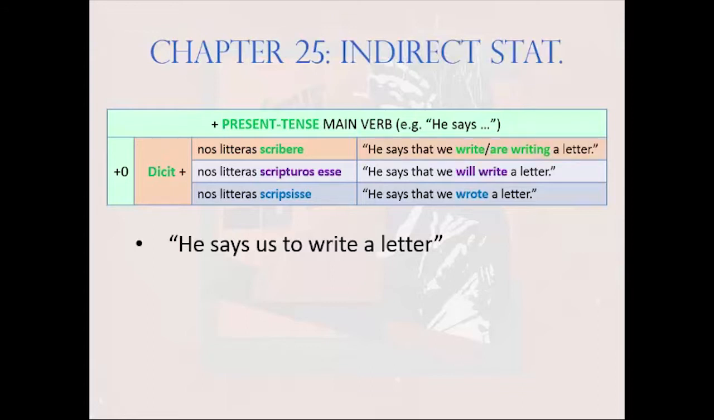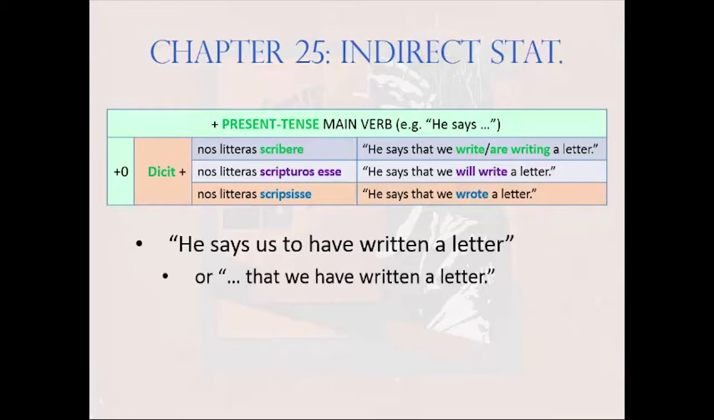In English idiom, that would be, he says that we write or are writing a letter. Now what if the infinitive is future? Dicit nos litteras scripturos esse. Literally, he says us to be about to write a letter. Or in better English, he says that we will write a letter. And here it is with a perfect infinitive. Dicit nos litteras scripsisse, meaning literally, he says us to have written a letter. English would say, he says that we wrote or have written a letter.